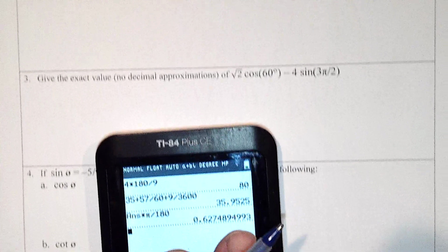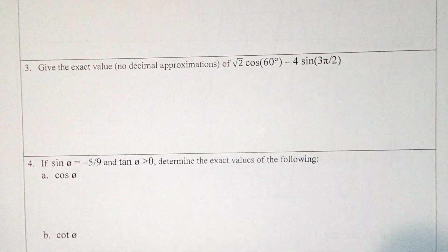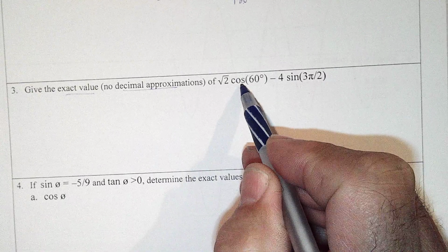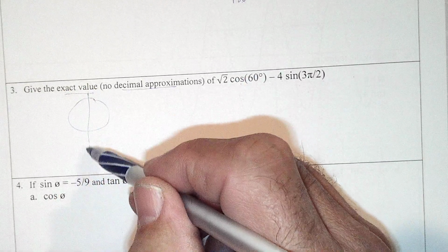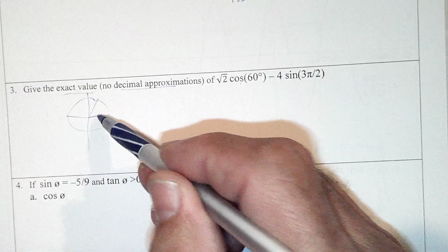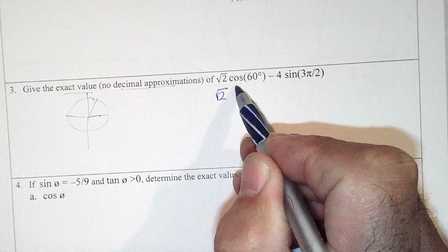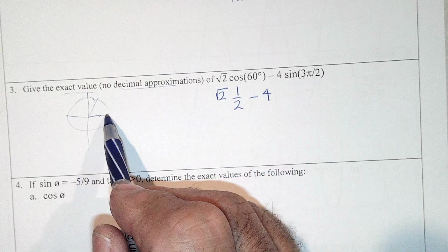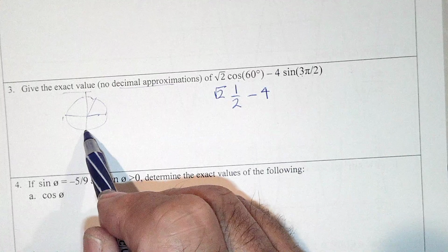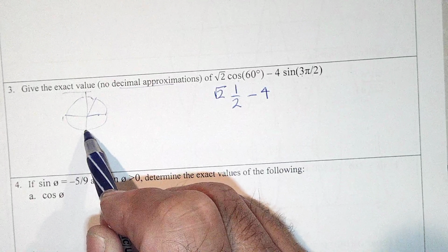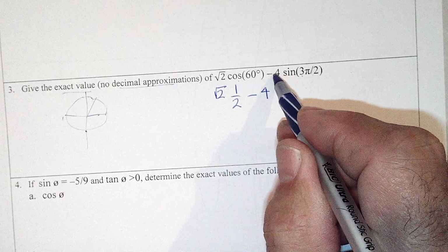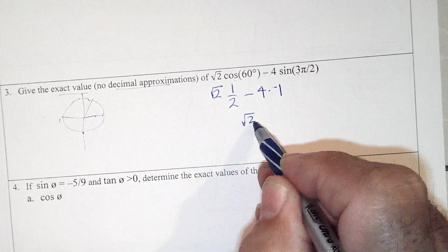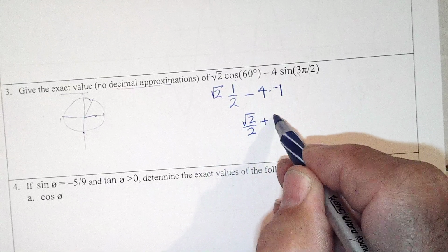Okay. Now I have to put the calculator away because it says get the exact value, no decimal approximations. So the cosine of 60 is up here. Cosine is 1/2. So I got square root of 2 times 1/2 minus 4 times 3 pi over 2. Pi over 2, 2 pi over 2, 3 pi over 2. That's the sine there is -1. So I got -4 times -1. So I get square root of 2 over 2 plus 4.